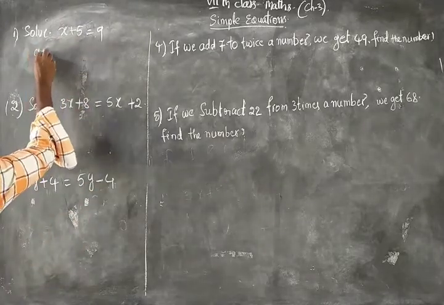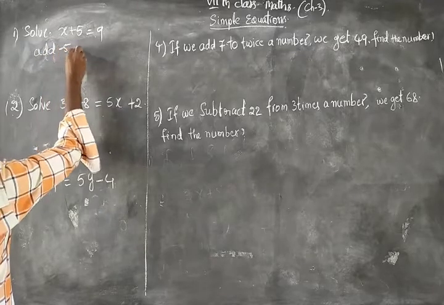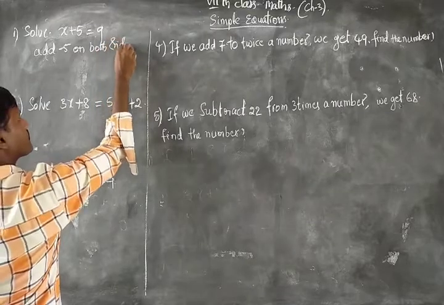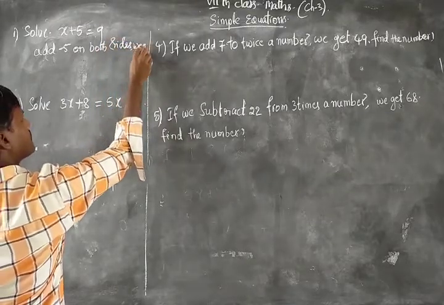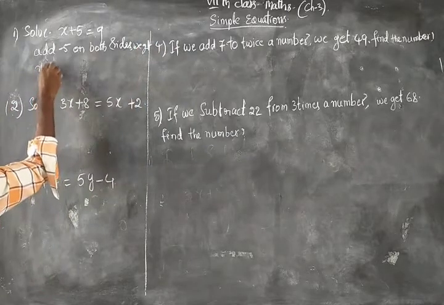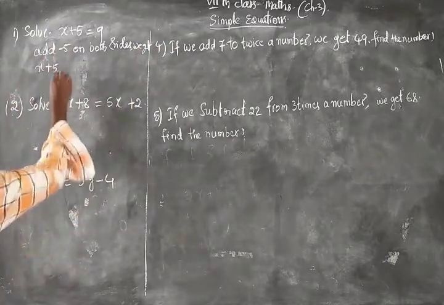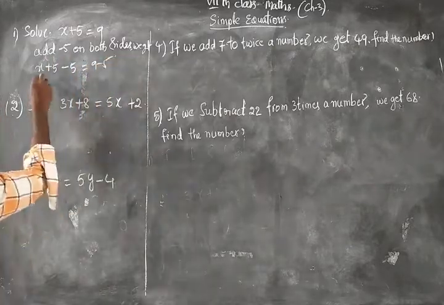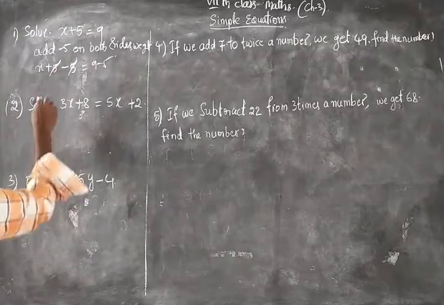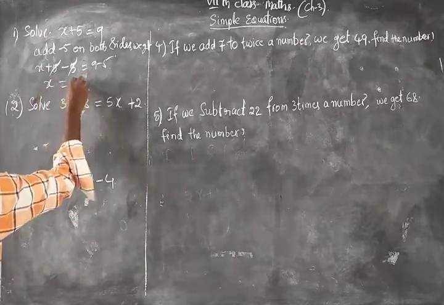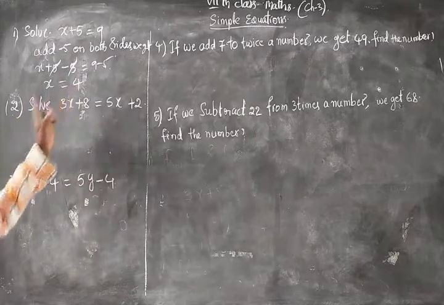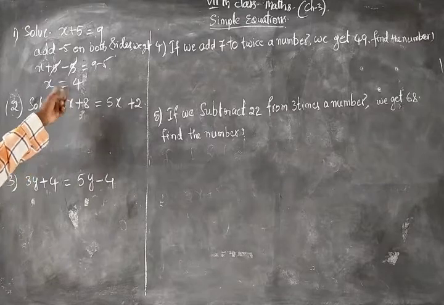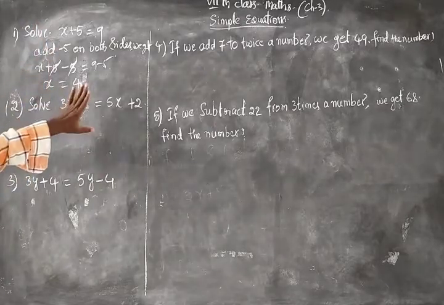Then how will you add that? Add minus 5 on both sides. We get x plus 5, already given, and next minus 5 on the LHS, and 9 minus 5 on the RHS. The plus 5 and minus 5 are cancelled, and the remaining value is x equal to 9 minus 5, which is 4. Finally we found that variable. Variable means unknown quantity, which means we don't know the value of that variable. Simply we found the x value.